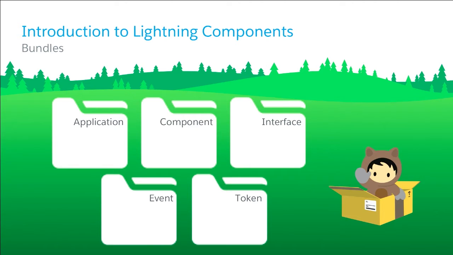One of the things that you'll often hear is bundles. We have Lightning component bundles, we have application bundles. A bundle basically is a folder for your base component along with its optional resources. We have the application, component, interface, event, and token bundles. Those are all the different types of Lightning bundles. The ones that we're going to focus on today are the Lightning component bundles.